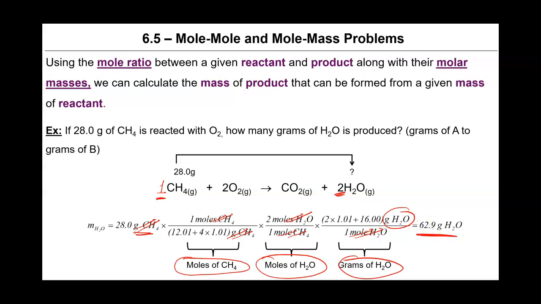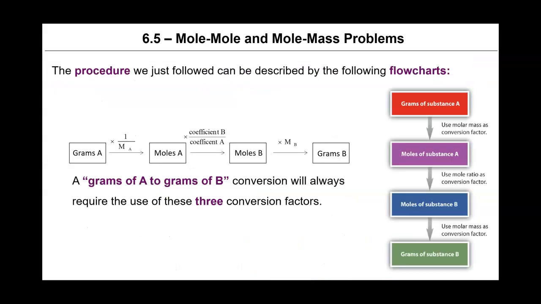So I would put all of that into the calculator, and for 28 grams of methane being reacted, I could produce 62.9 grams of water. So it's a little tricky to keep track of everything that's happening there, but you'll realize once you've done a few of these that it's the same procedure again and again and again. What you're going to be doing whenever you're doing a grams of A to grams of B conversion is you're going to be multiplying by 3 conversion factors.